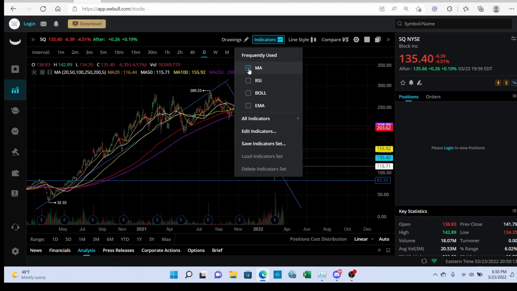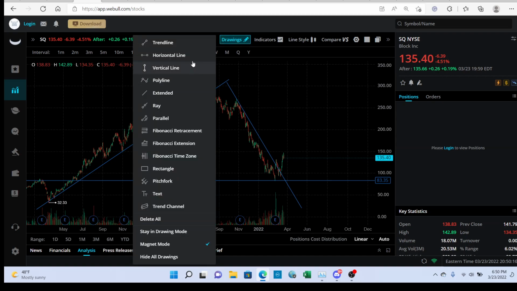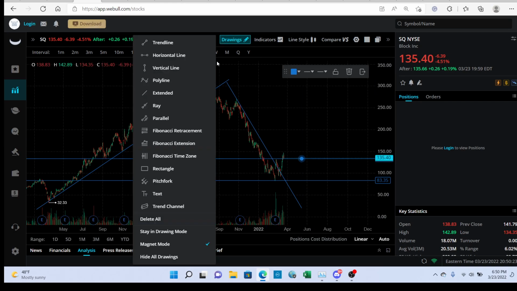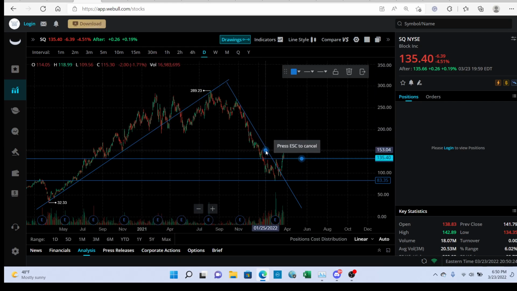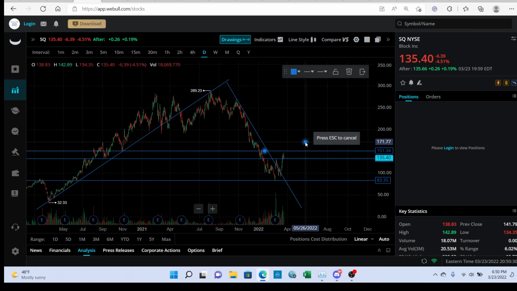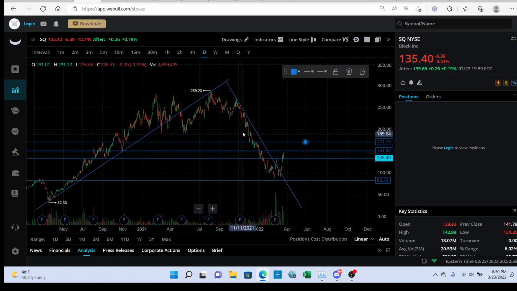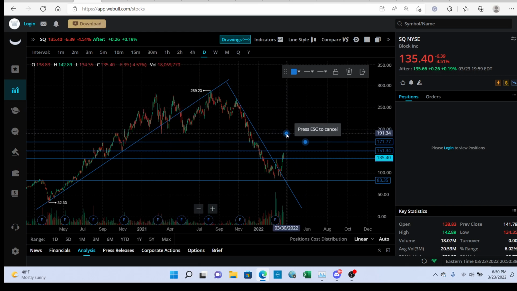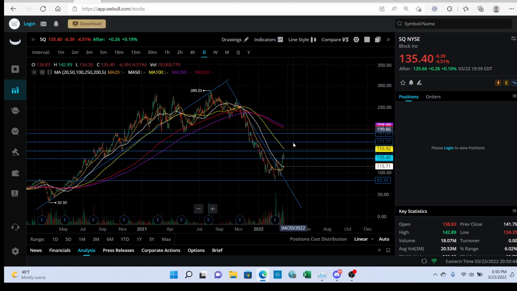Now I want to take these moving averages off again, and then build areas of resistance that we could potentially hit. So I see this right here, and this area right here. This is a good one right here. Maybe right there. All right, so now we're going to throw on these moving averages.